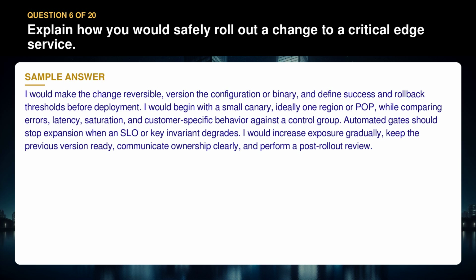against a control group. Automated gates should stop expansion when an SLO or key invariant degrades. I would increase exposure gradually, keep the previous version ready, communicate ownership clearly, and perform a post-rollout review.